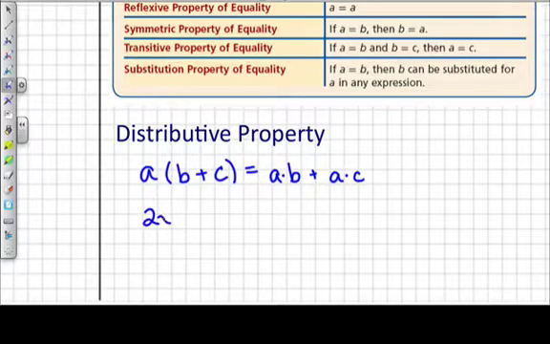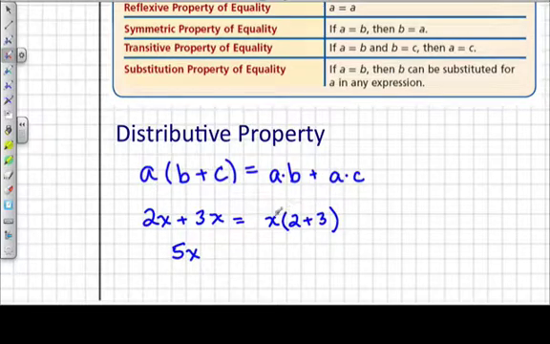Let's say I gave you the expression 2x plus 3x. What is that actually equal to? Well, we know we have like terms here. They're both x's. So we add the coefficients 2 plus 3, and 2x plus 3x is, of course, 5x. But why is 2x plus 3x really 5x? What we're really doing here is we're using the distributive property without even recognizing it. This is really like saying x times the quantity 2 plus 3. We're using the distributive property in reverse.